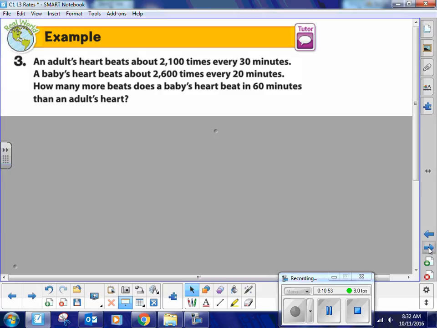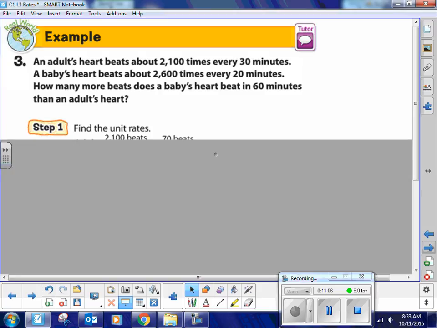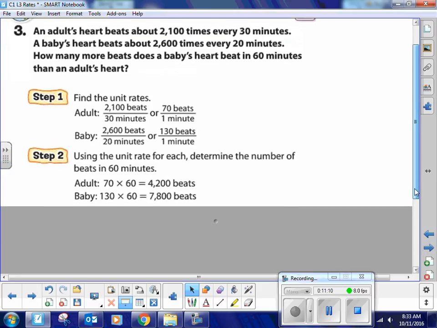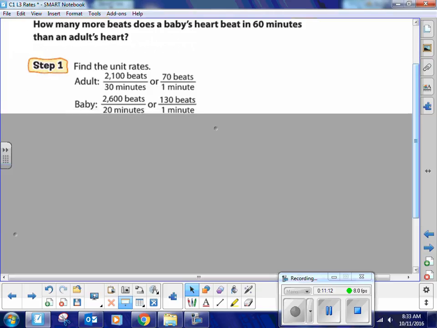A baby's heart beats about 2,600 times every 20 minutes. How many more beats does a baby's heart beat in 60 minutes than an adult's heart? All right, so the way this is going to be done is through multiplication. Step 1, we've got to write it as unit rates.